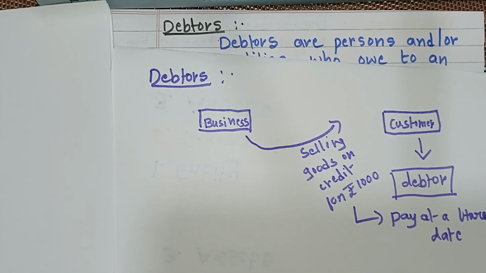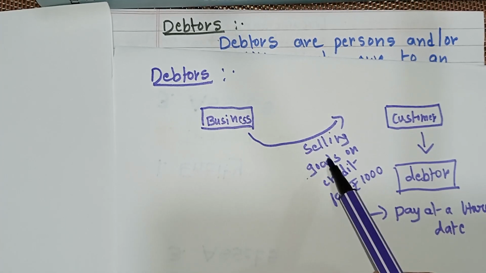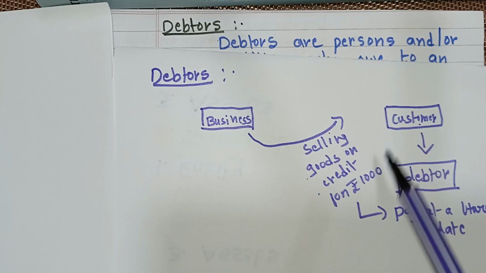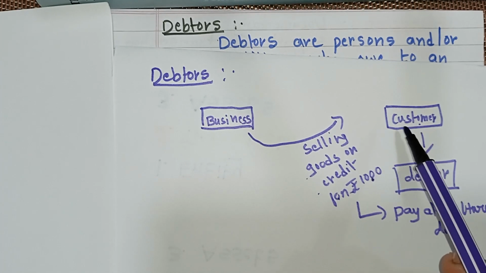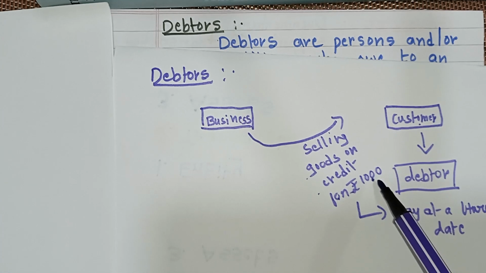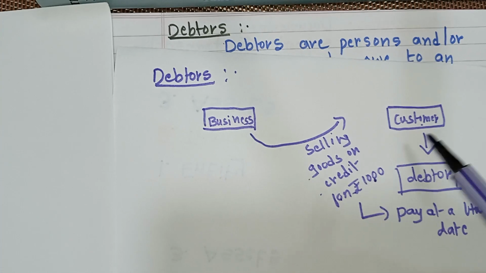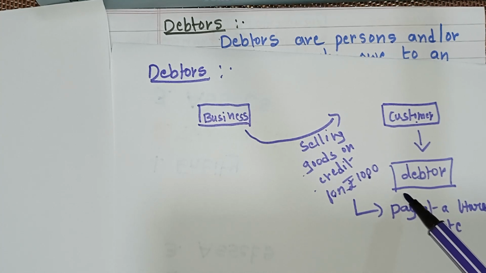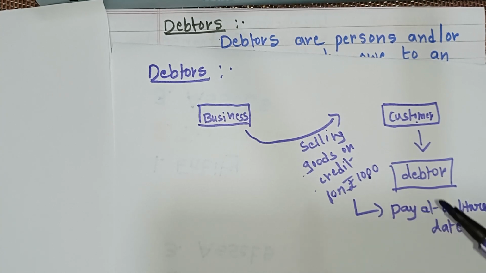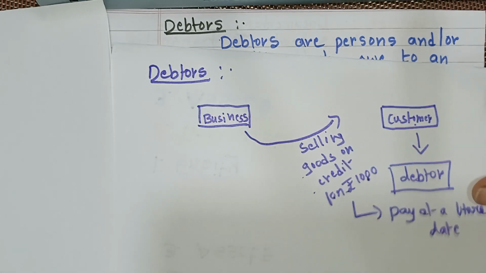Here again I will explain this example. You run a business and sell goods on credit to a customer for rupees 1000. The customer does not pay the amount immediately because you are selling the goods on credit. In this case, the customer is the debtor, meaning he has to pay the amount by a future date. This is the meaning of debtor. I hope this term is clear to you all.